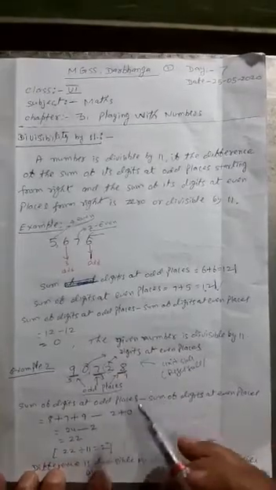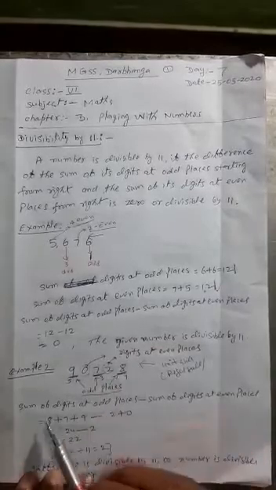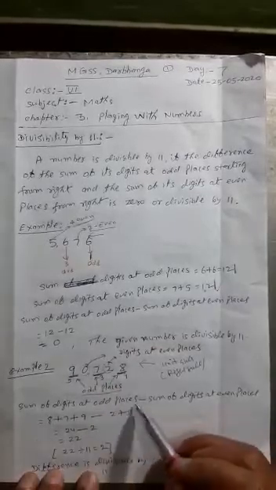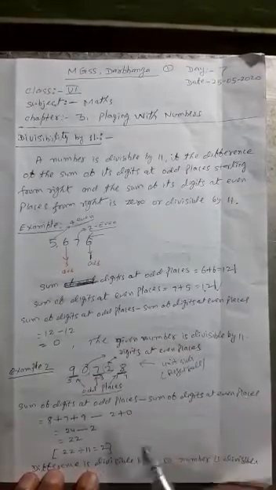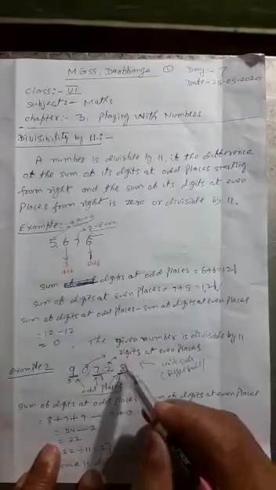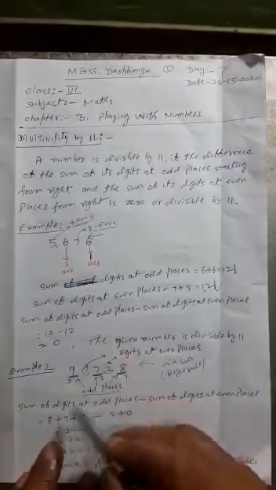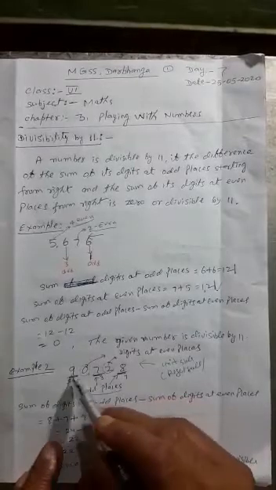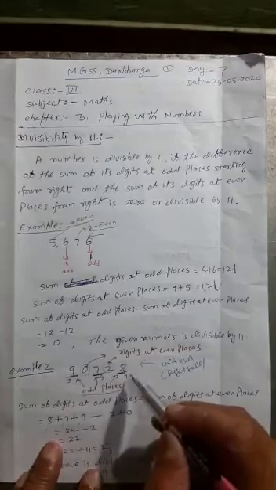Now what is to be done? Now we have to find the sum of digits: sum of digits at odd places minus sum of digits at even places. The sum of digits at odd places means the first digit at the odd place 8, then plus 8 plus 7, I have written 7 and then 9. This is the sum of digits at the odd places.